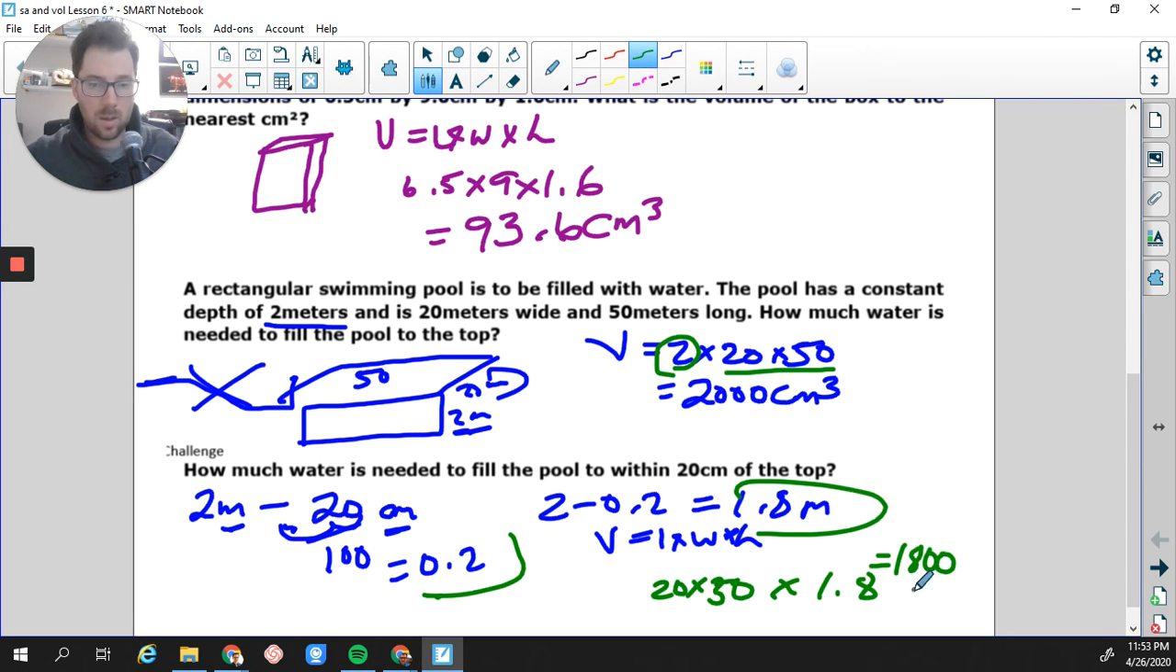1,800 what? Meters cubed, or cubic meters. That's how much water is inside of it. That's a lot of water, more than a bathtub.